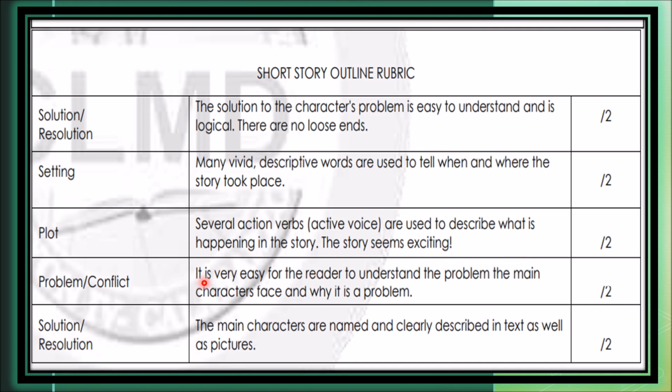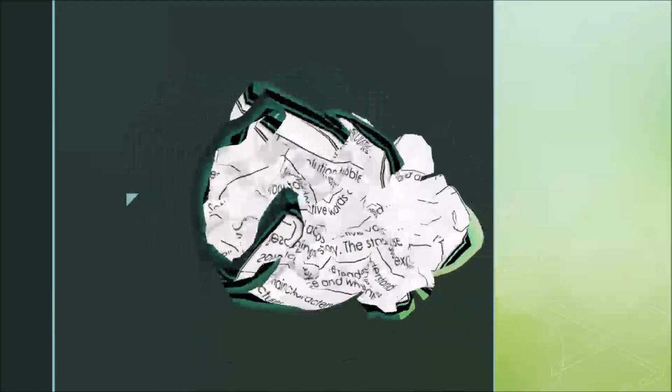Then it is very easy for the reader to understand the problem the main characters face and why it has happened. It should be the problem and conflict, and the solution or resolution. The main characters are named and clearly described in the text. As for points, these are the points: 2, 4, 6, 8, 10. 10 points for this short story outline rubric. You got it? Nice.